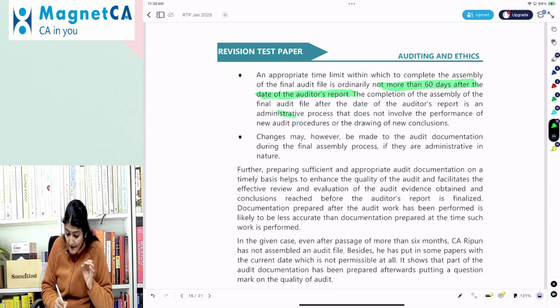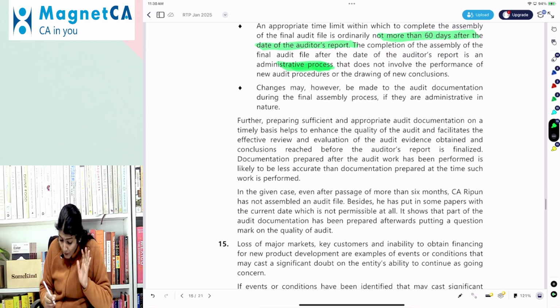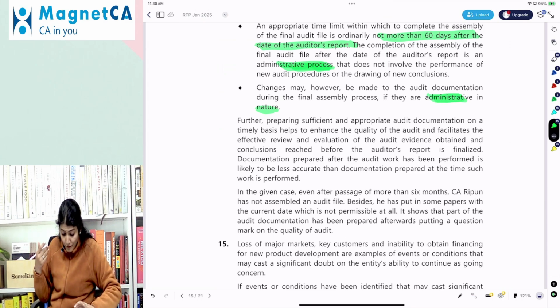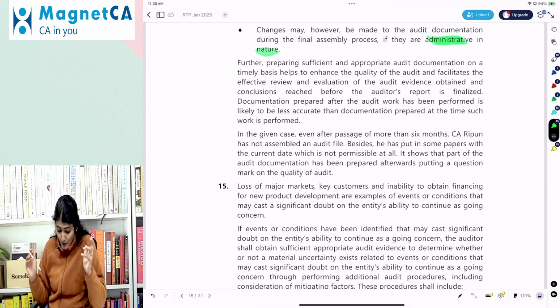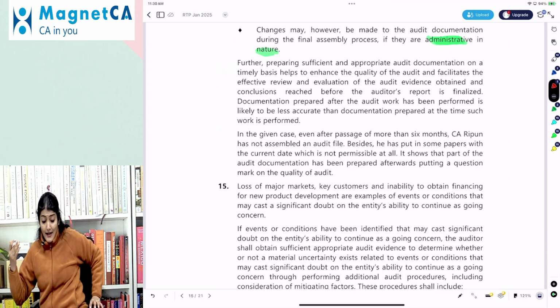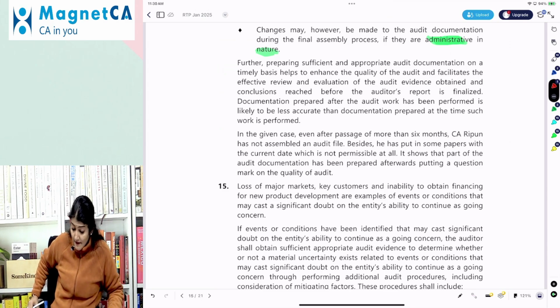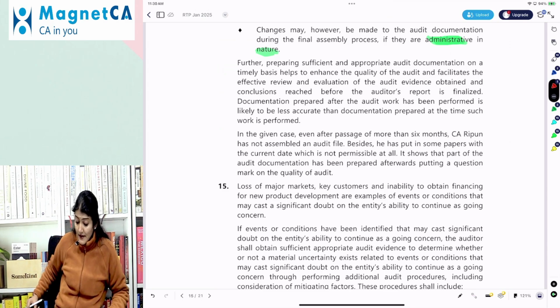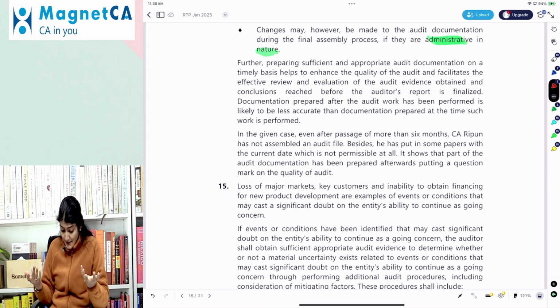What do we say? It is an administrative process. What changes can be made? It says only those changes which are administrative in nature. Can you perform any new procedure? Can you reach any new conclusion? No. Okay. Preparing sufficient appropriate audit documentation on a timely basis helps to enhance the quality of the audit and facilitates the effective review and evaluation of the evidence obtained and the conclusions drawn before the report is finalized.